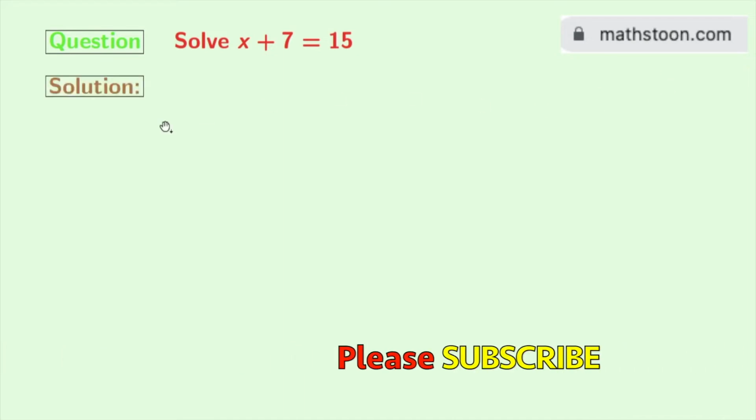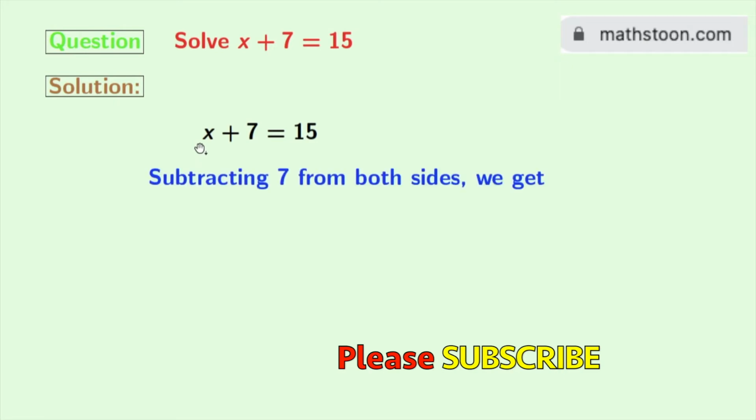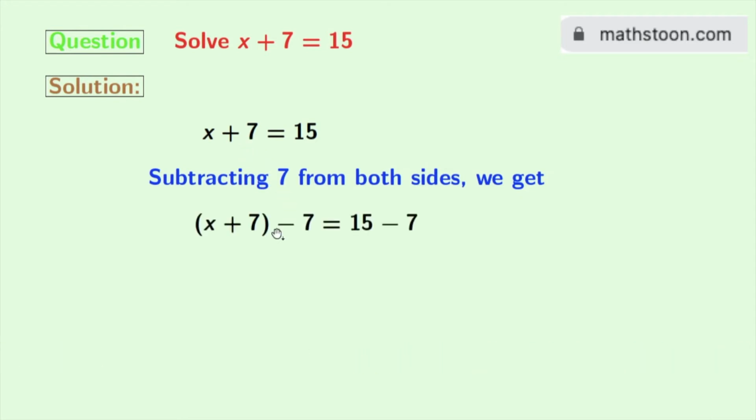Now let's start. This is our given equation. Now to solve this equation, we have to find the value of x. To find that, we will subtract 7 from both sides. If we do so, we get x plus 7 minus 7 is equal to 15 minus 7.